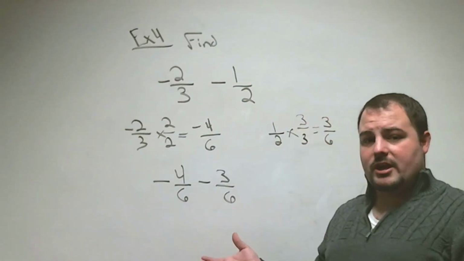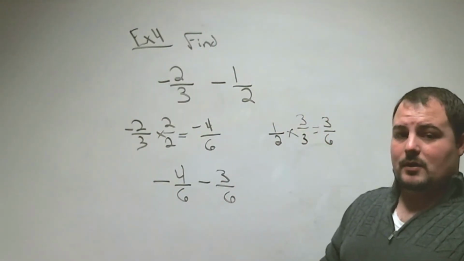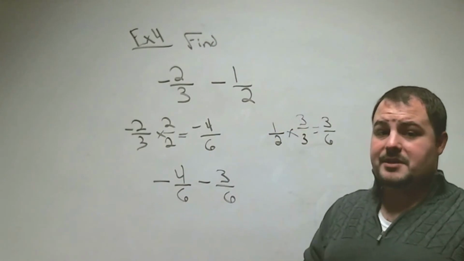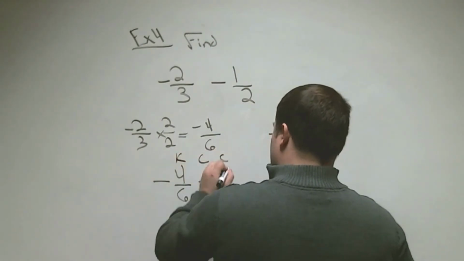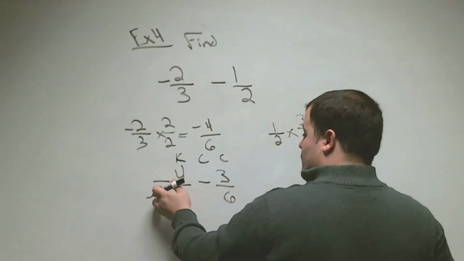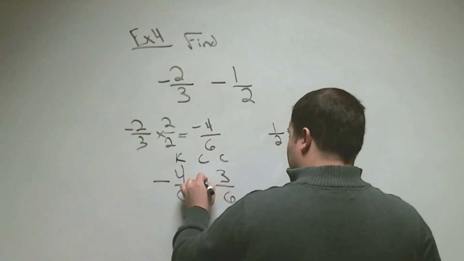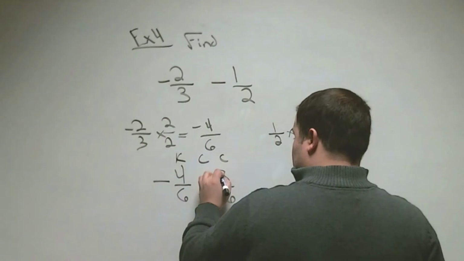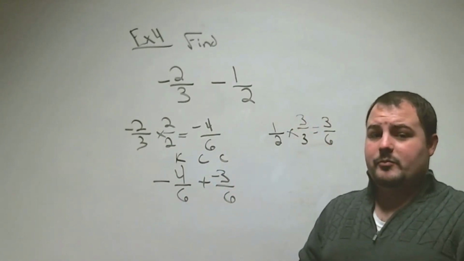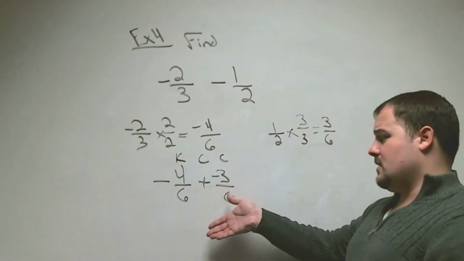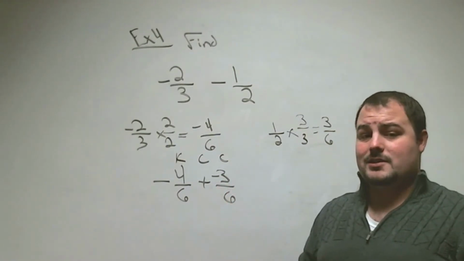So this is the problem we're actually going to be solving. Now remember, whenever we have subtraction, sometimes it's okay to just KCC. Keep, change, change. So negative 4/6, keep it the same. Change subtraction to addition. And change this 3/6 to a negative 3/6. So the problem we're looking at is a negative 4/6 plus a negative 3/6.